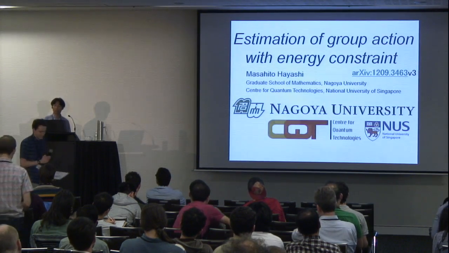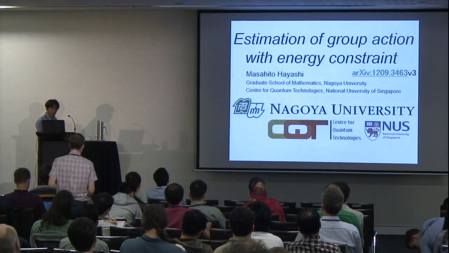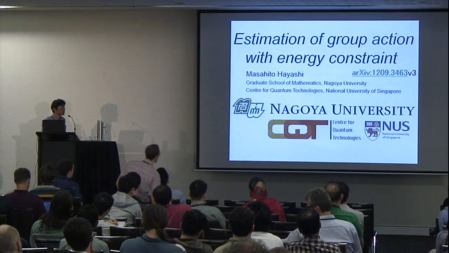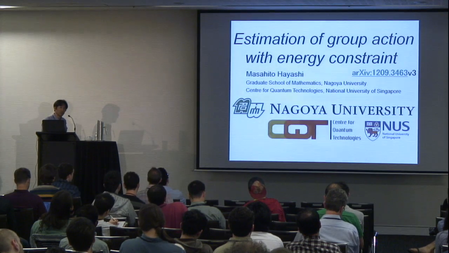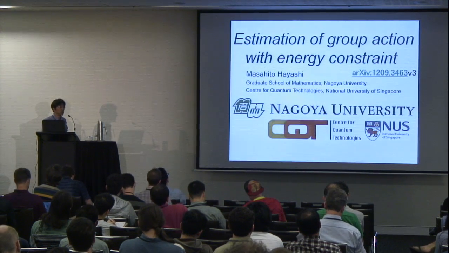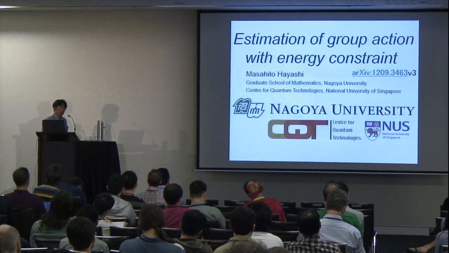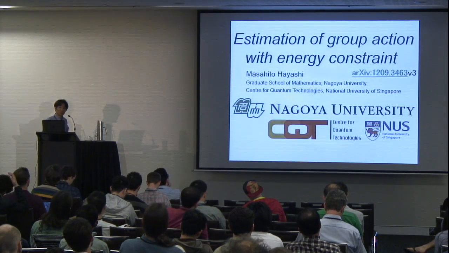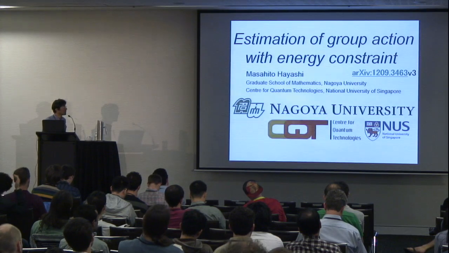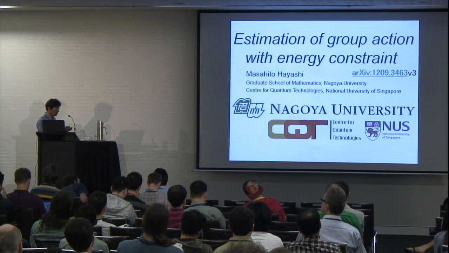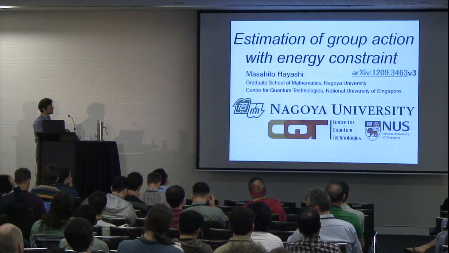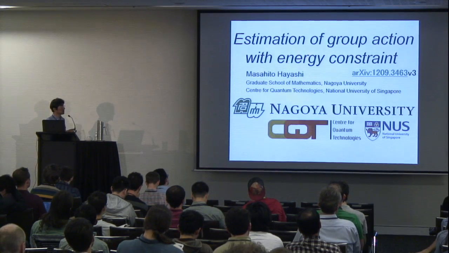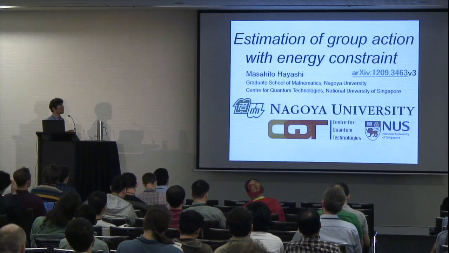Thank you, Chairman. Today I want to talk about estimation of group action with energy constraint. Usually, many people are interested in quantum metrology. In that case, we have a square speedup. But in that topic, existing papers never discussed energy constraints. So in this talk, I want to discuss that topic with energy constraint.